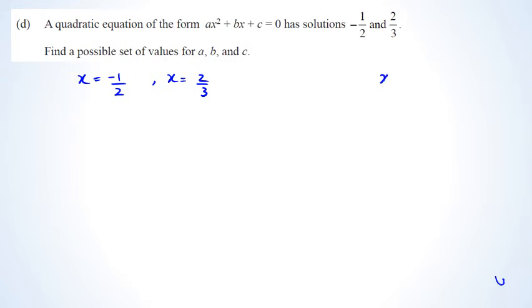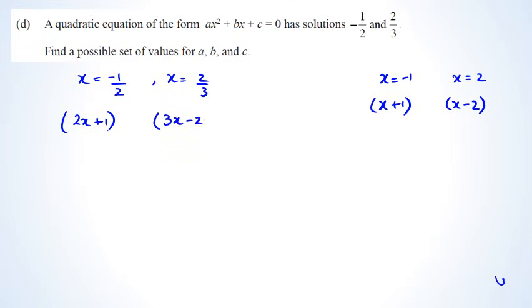For example, if I have a solution of negative 1, then the factor could be written as x plus 1. If I have a solution of positive 2, then I can write this as x minus 2 as a factor. Now, we did this in class: if you have a solution of negative half, you could write it like this, 2x plus 1. And if you have a solution of 2/3, you could write it like this, 3x minus 2.